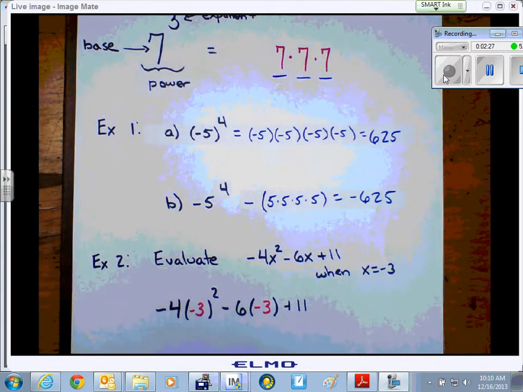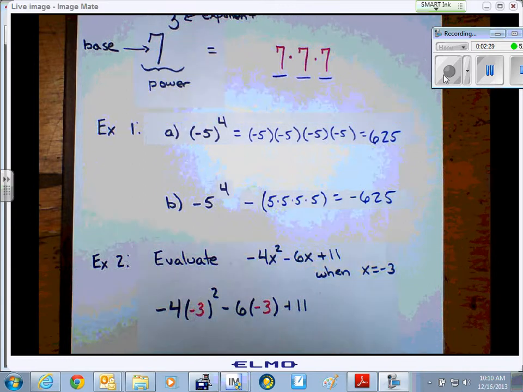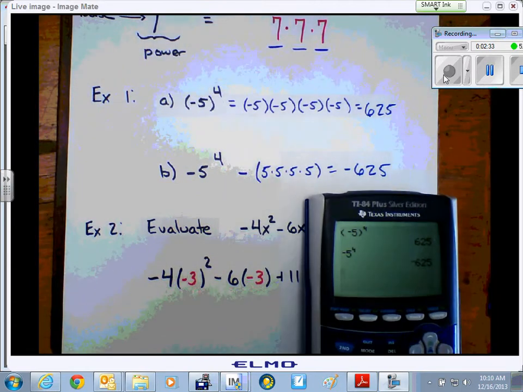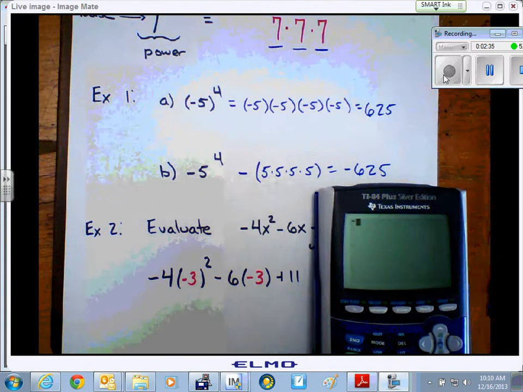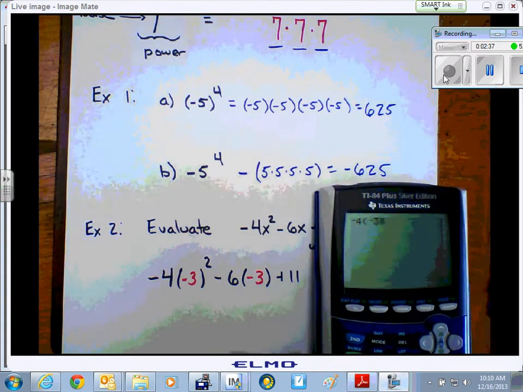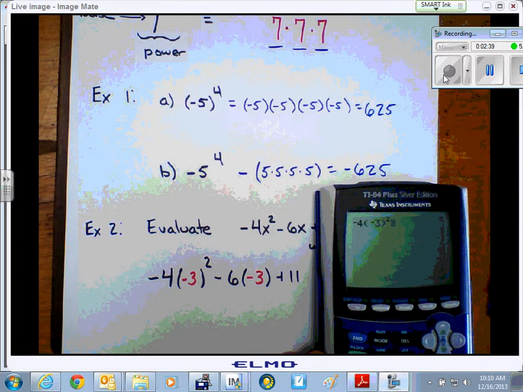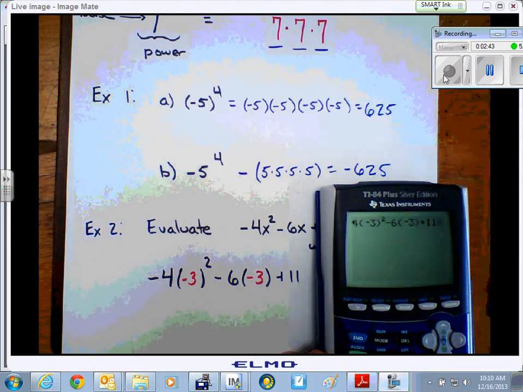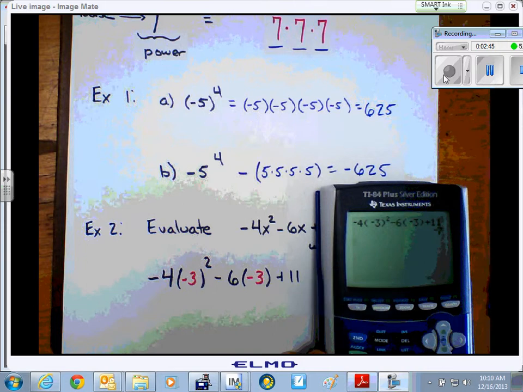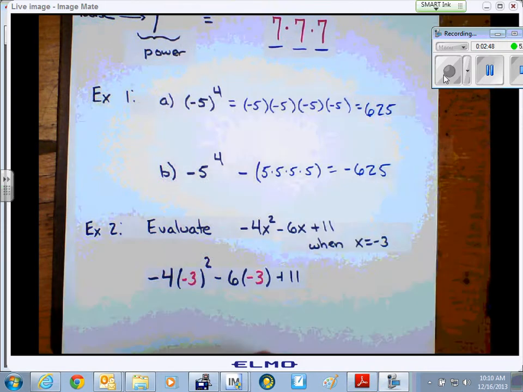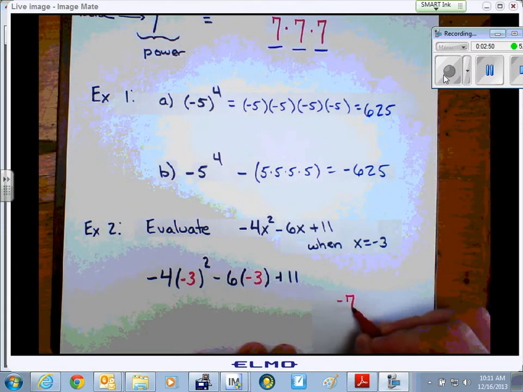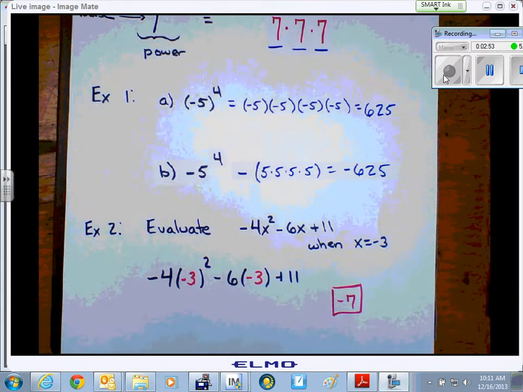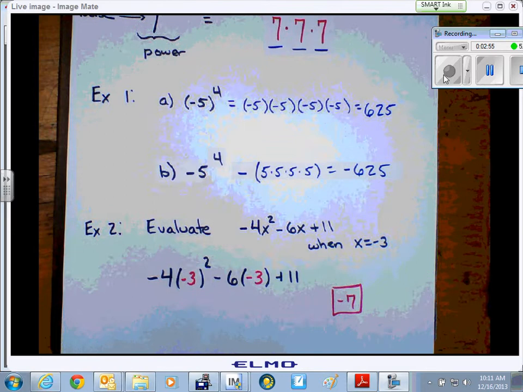And now you can simply put it in the calculator, or you could do it by hand. But I'm just going to type in the calculator just the same way that it looks on my paper. -4 parentheses -3 squared minus 6 times -3, and then plus 11. When I do that, my calculator gives me -7. So really no mistakes can be made if you take the time and write this out, and don't try to just plug in your calculator right off the bat, because that's generally when mistakes will be made.